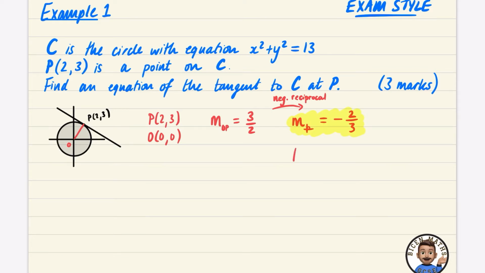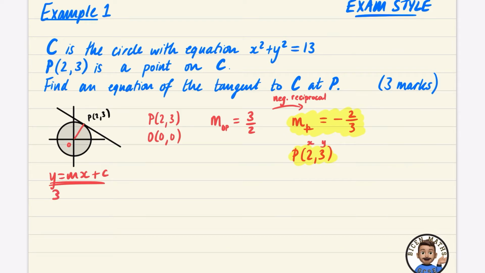We're going to be using the fact that P is 2, 3. That's all the information that we need. Now there's the two techniques. Like I said, there's the y equals mx plus c technique, which I'm going to do on the left hand side, and then we'll do the other technique on the right hand side, which I'm hoping some of you will prefer. So in this case, we know this is our value of x and this is our value of y.